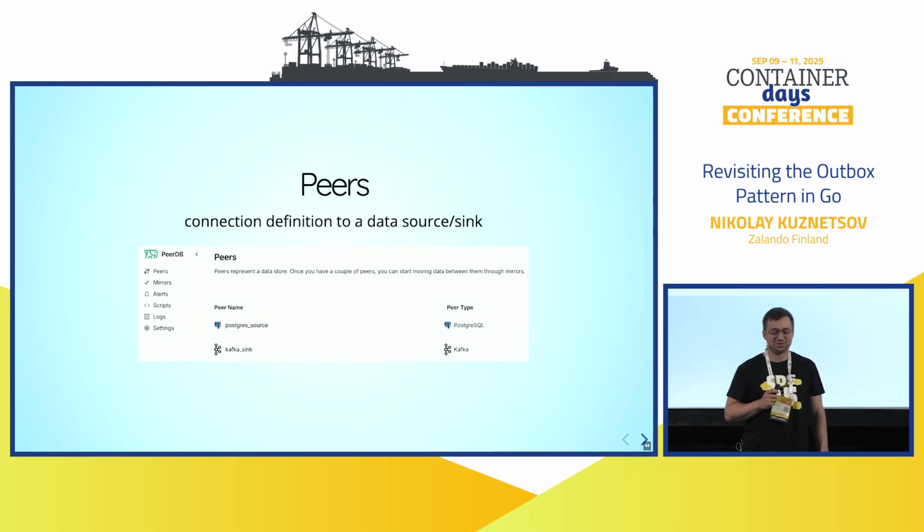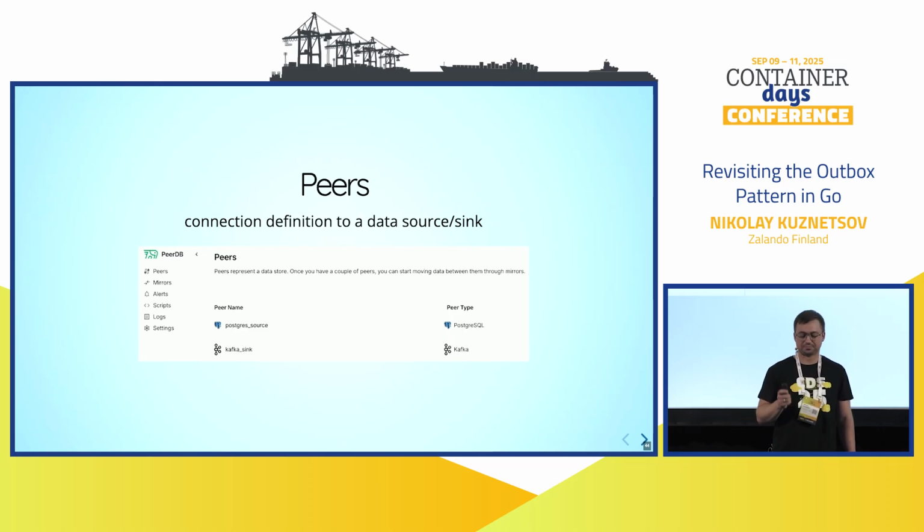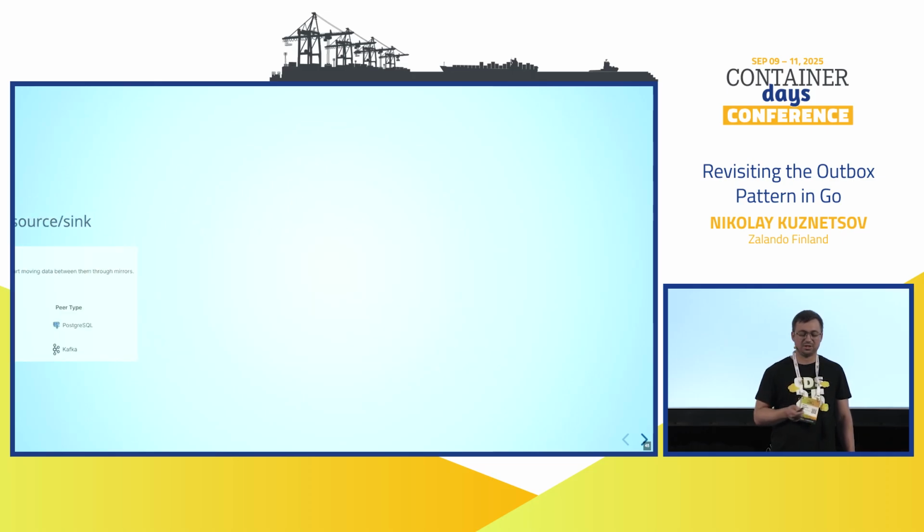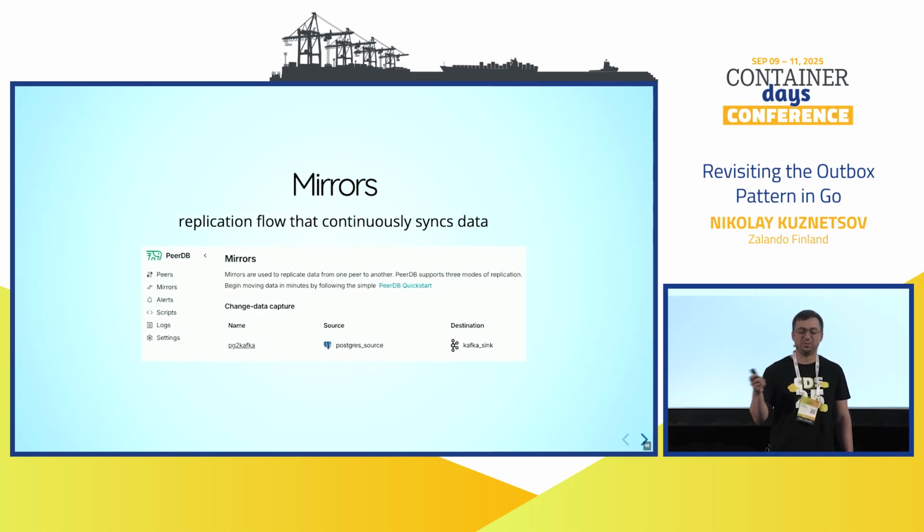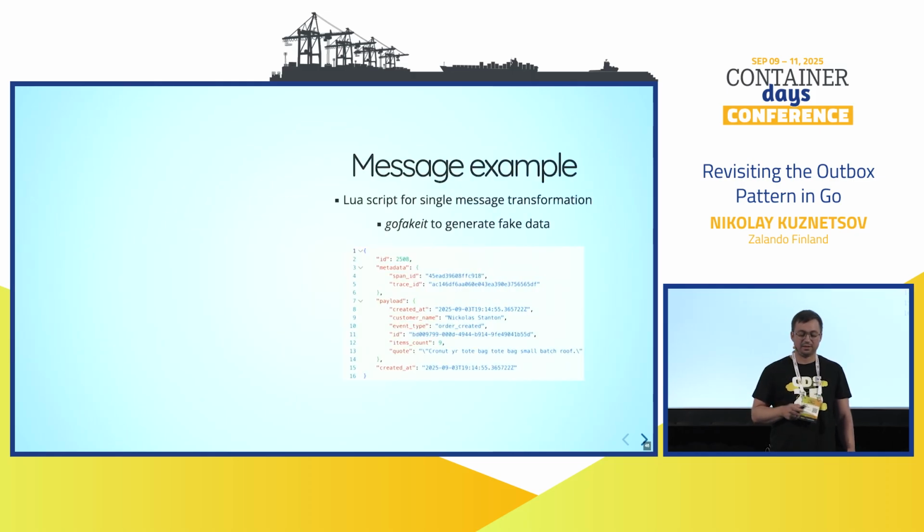And this is how it looks. It comes with an API and UI. I'll show you the UI, where we can configure multiple peers. Peers is the common name for sink and source of the data. Here I configured Postgres and Kafka as the peers, and then we need to configure a mirror, which is our replication flow that continuously syncs data, in our case from Postgres to Kafka.